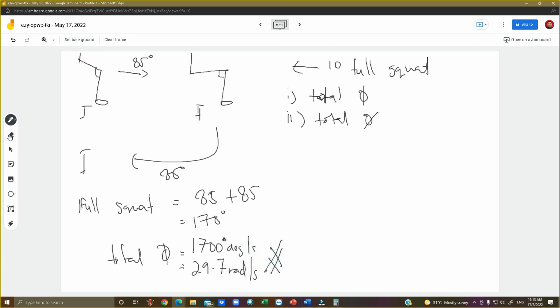So, how about the displacement theta ni? How much theta for 10 full squat? Theta dia berapa? So, kenapa kosong? Why the theta is 0? Because it is full squat. Means it starts and ends at the same point. That is the reason why. Okay, so let's go to the second one.